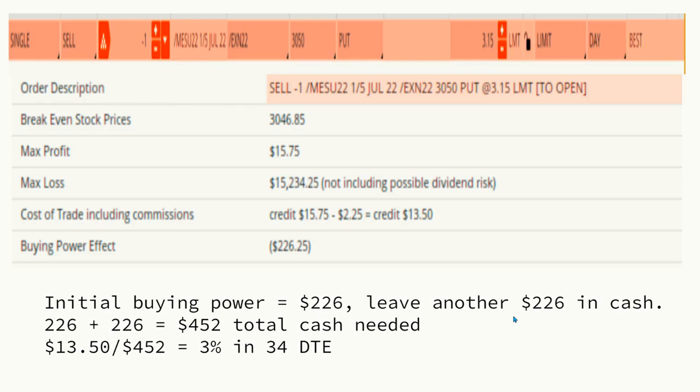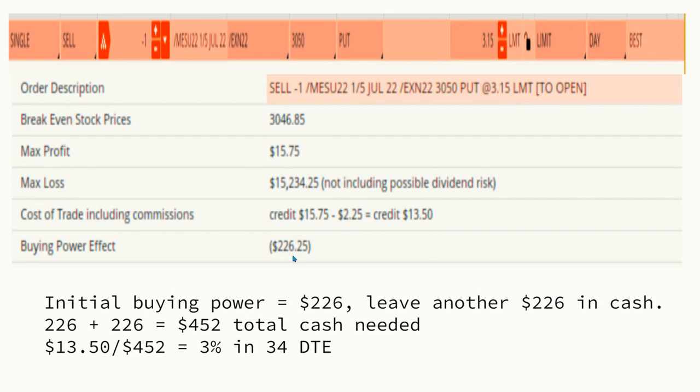This is the trade that I'm looking at on the 25th, or it could be 26th of June. So you're going to be selling out the 34 DTE in this case, 3050 put, and you can make 3.15. It's at least 3 in the premium. Max profit will be $15.75 minus the $2.25 in commission, so you're looking at $13.50.